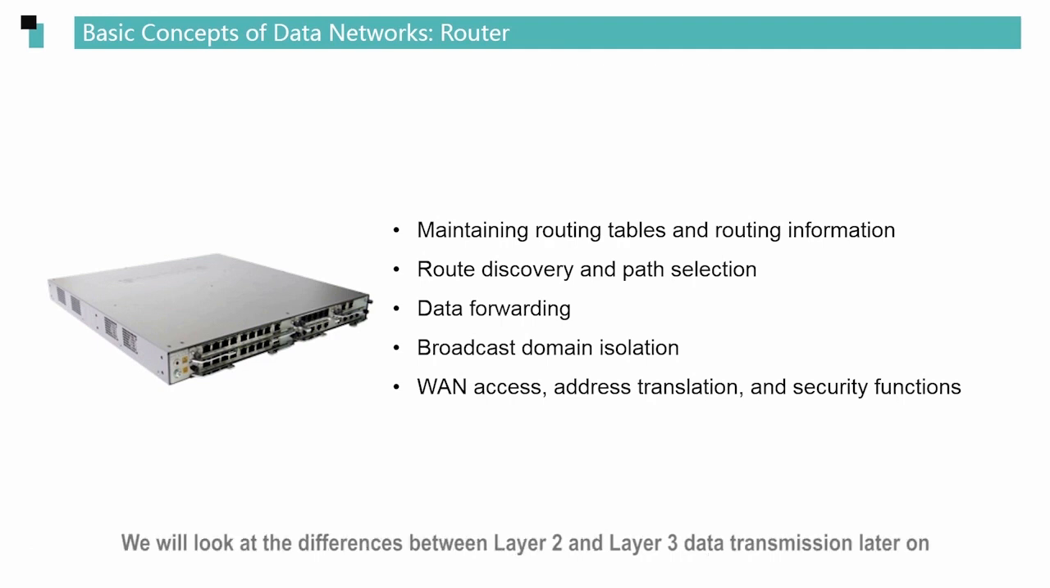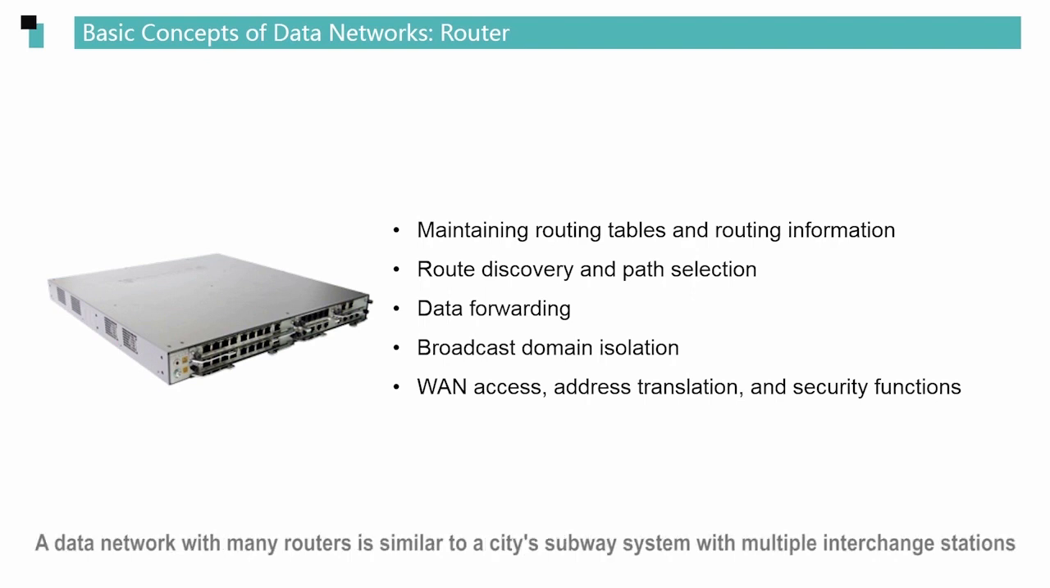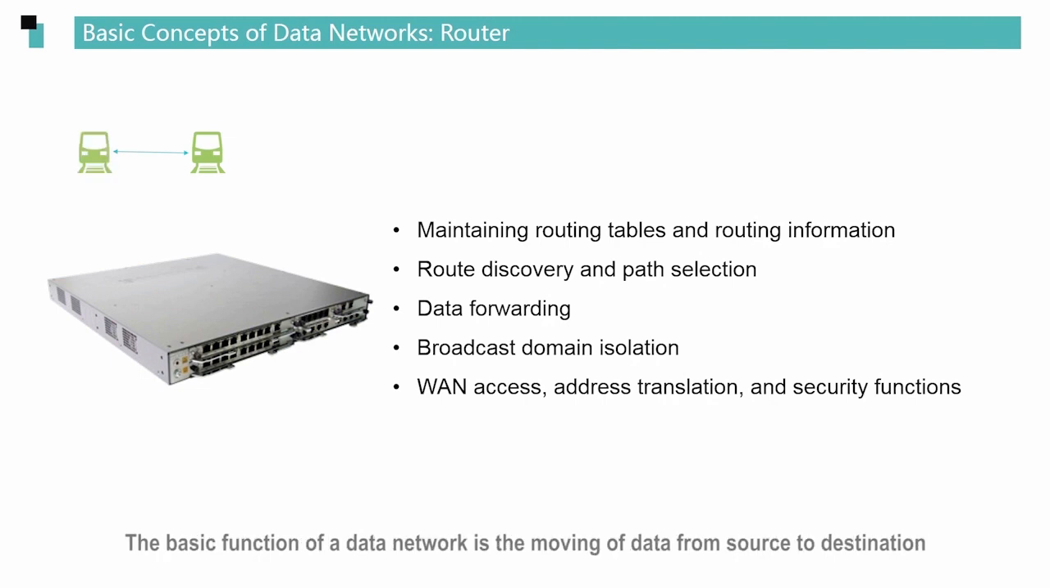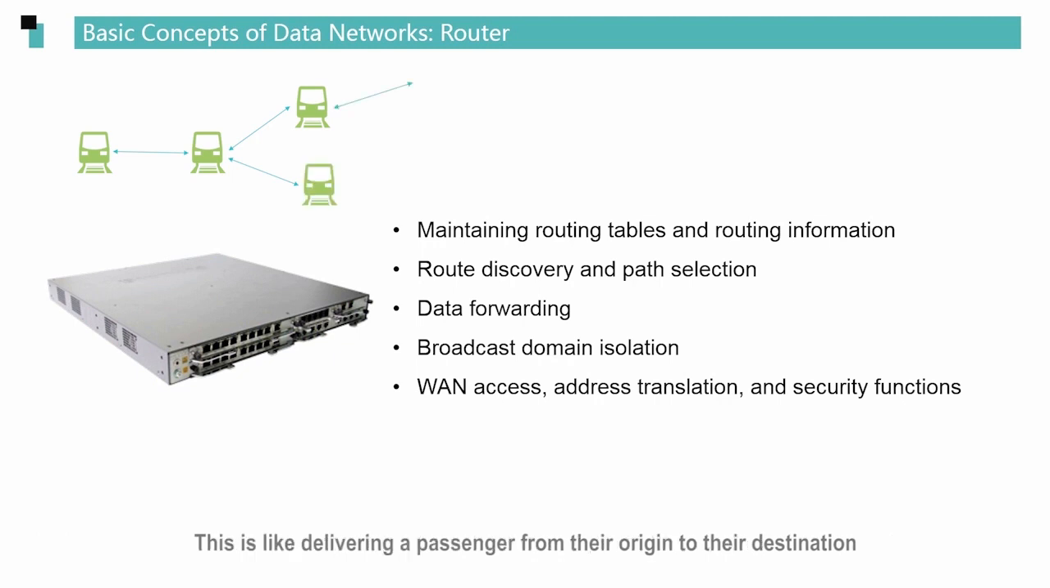We will look at the differences between layer 2 and layer 3 data transmission later on. Routers also support routing protocols and maintain routing tables. The function of a router can be likened to that of a subway station in daily life. A data network with many routers is similar to a city's subway system with multiple interchange stations. The basic function of a data network is the moving of data from source to destination. This is like delivering a passenger from their origin to their destination.